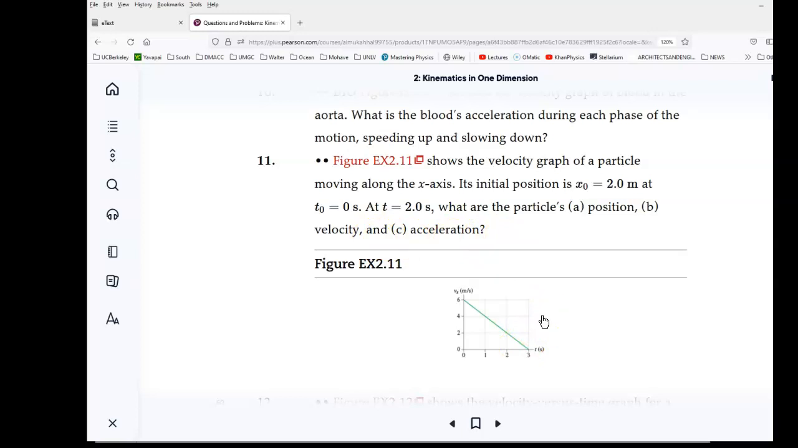So you may want to pause the video, look at the problem, try to understand it, and digest it before you look at my solution. Let me repeat it again. You're given a v-t graph, a line that looks like that. This is the velocity graph of a particle moving along the x-axis. The initial position at t equals 0 is 2 meters. And at 2 seconds, what is the particle's position, velocity, and acceleration? That's what he's asking me to do.